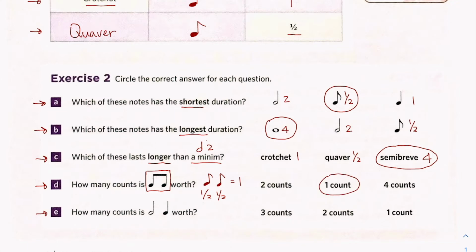Question E. How many counts is this worth? So let's box it up first. Here we have a minim, which is 2 counts, plus the crotchet, which is 1 count. So together it will be 3 counts.